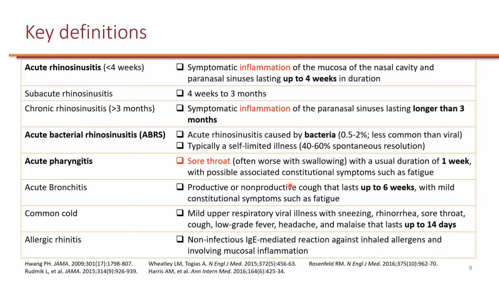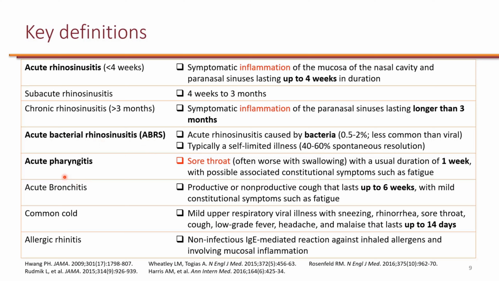Rhinosinusitis is inflammation of the paranasal sinuses. In acute sinusitis, the symptoms last less than 4 weeks, whereas in chronic sinusitis, the symptoms are beyond 3 months. And in between that, you have subacute rhinosinusitis. Now, if you have rhinosinusitis due to bacteria, we call that acute bacterial rhinosinusitis. And of course, if it's due to viruses, we call it acute viral rhinosinusitis.